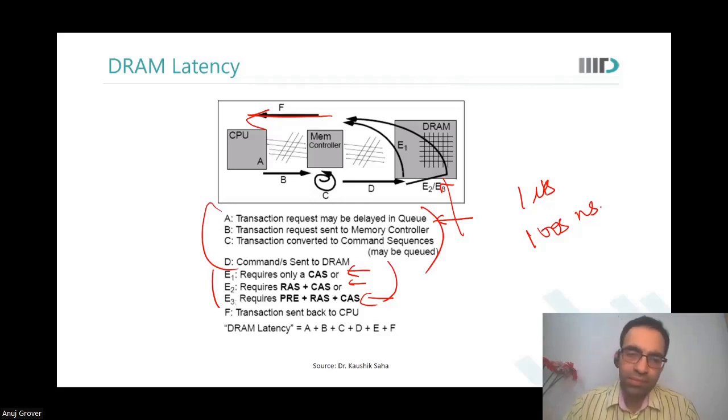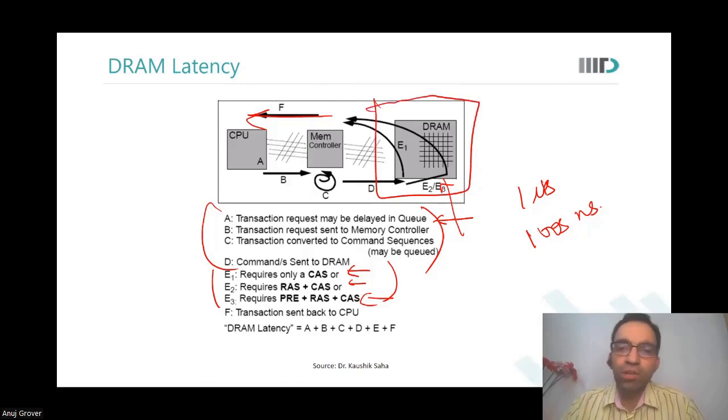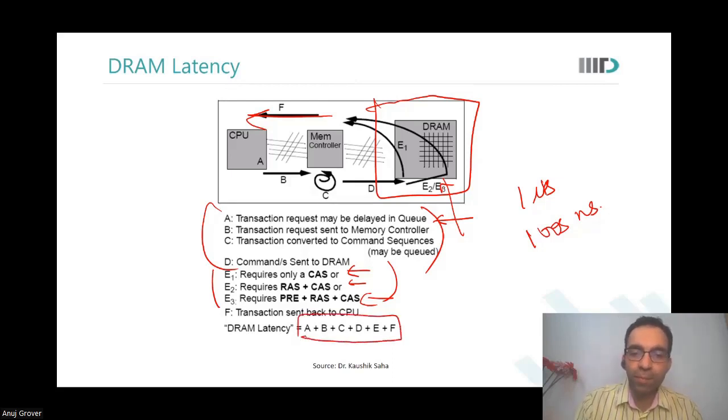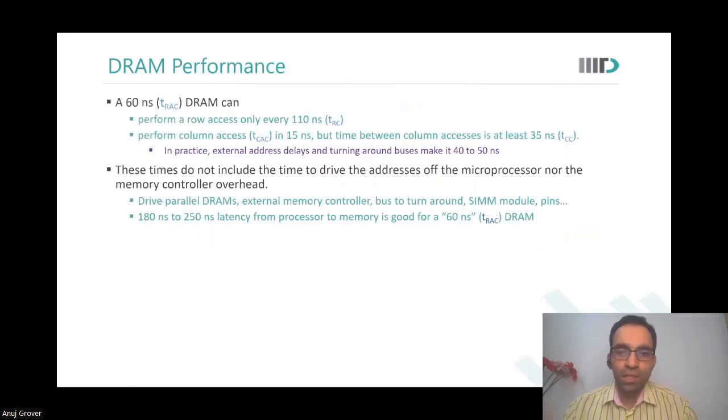Are you able to see this? Yes. So when you talk of a DRAM and the performance of a DRAM, if you just focus on this part, it may not really change the system performance significantly. If you really want to improve the system performance, you have to look at all of A, B, C, D, E, and F, and then see whichever is dominating and reduce those timings. Is that okay? Yes, sir.